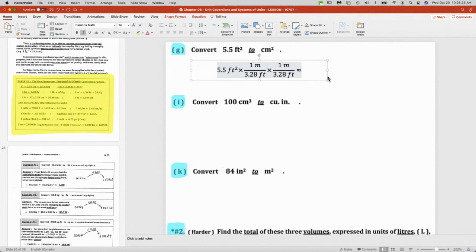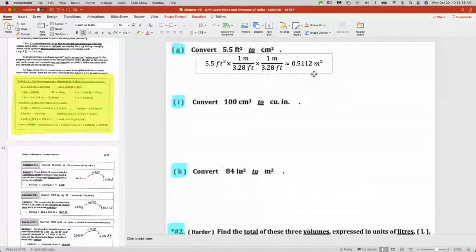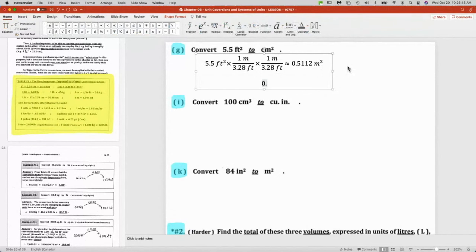So I'm going to just do that on my calculator. I just grabbed the calculator while we were chatting. 0.5112 square meters. This is not the answer to the question, but it definitely is going to get us there quickly now.